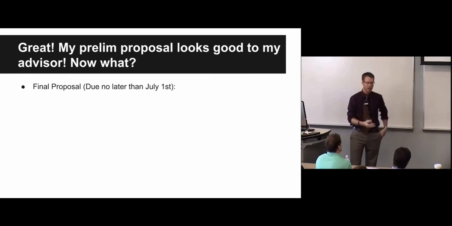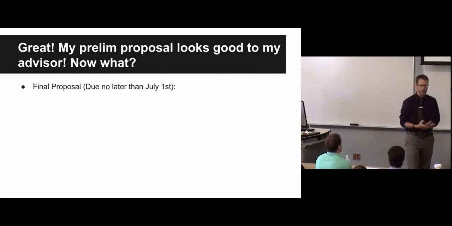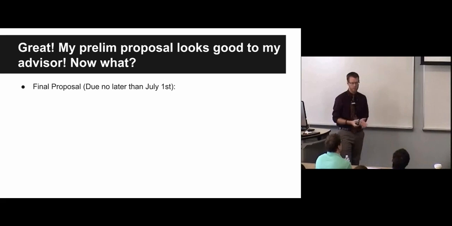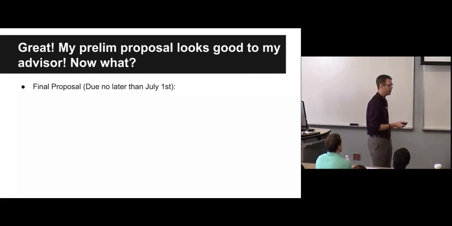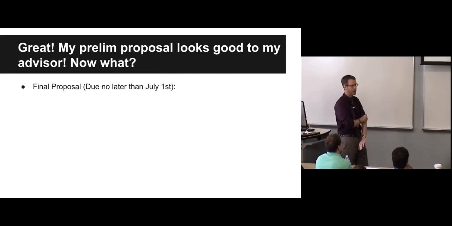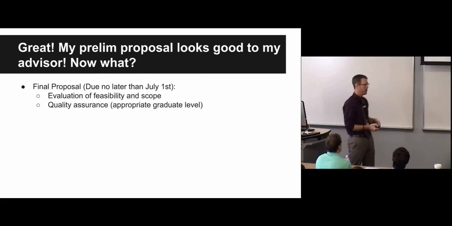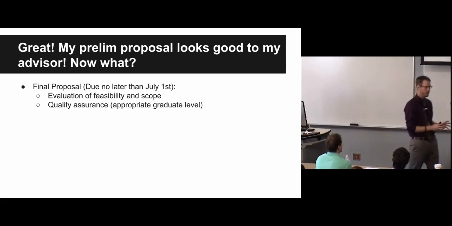Now that it's the end of May and you've got a preliminary proposal in good shape, now it's time to work on the final proposal, which we're targeting for around the first day of July, okay? So I'll talk about timelines and dates in a little bit more detail later, but for now, the typical variety is to target your final proposal submitted at the beginning of July. Okay, so this will include an evaluation of feasibility and scope, and we also want to have you do this for quality assurance. So now that we have the preliminary proposal that is very brief, it's maybe a page or two, the final is going to be many, many more pages.